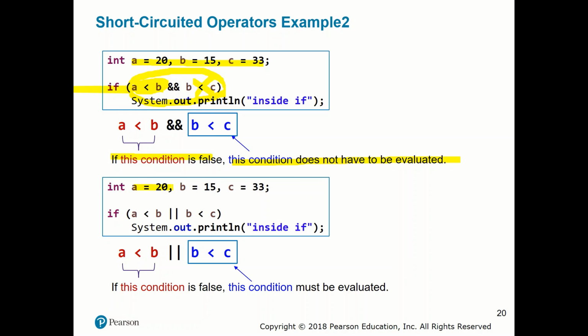And A is 20, 15, 33, same. This is false. But this is the OR operator. So if this is true, then the whole expression will become true. If this is false, then the whole expression will become false. So this time, this part is very important and must be evaluated. So in the OR operator, if the left operand is false, then the right operand must be evaluated.